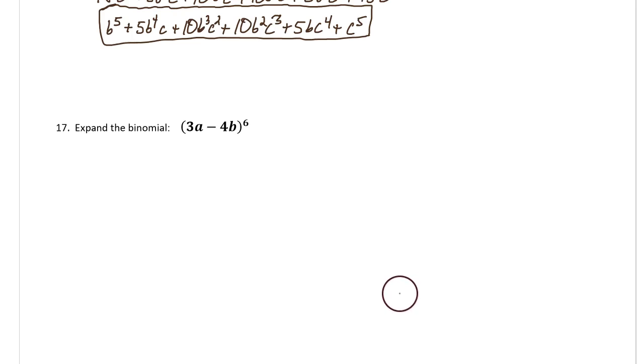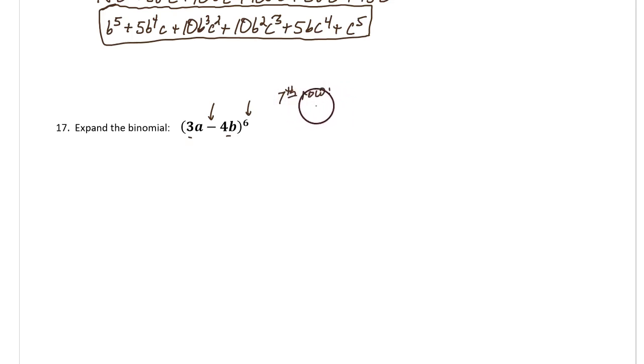Number 17 is another expansion of a binomial. So we need to pay attention to the first term, the second term. This one has a minus in the middle. That's going to affect the signs of the terms in our answer. And this one goes to the 6th power, so we need the 7th row from Pascal's triangle.